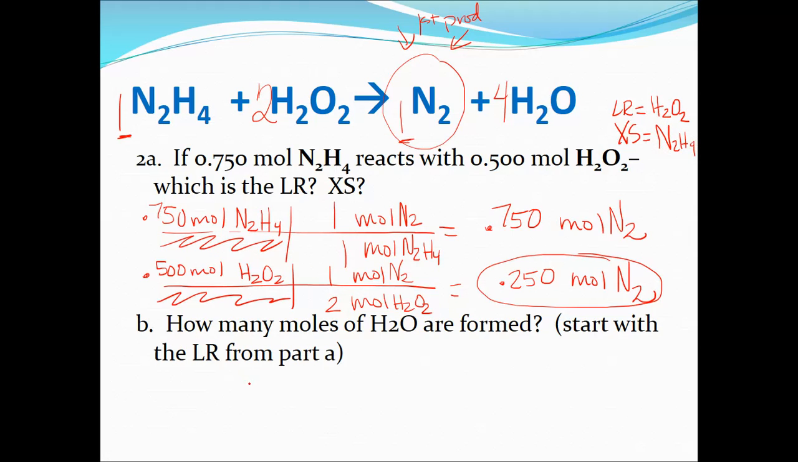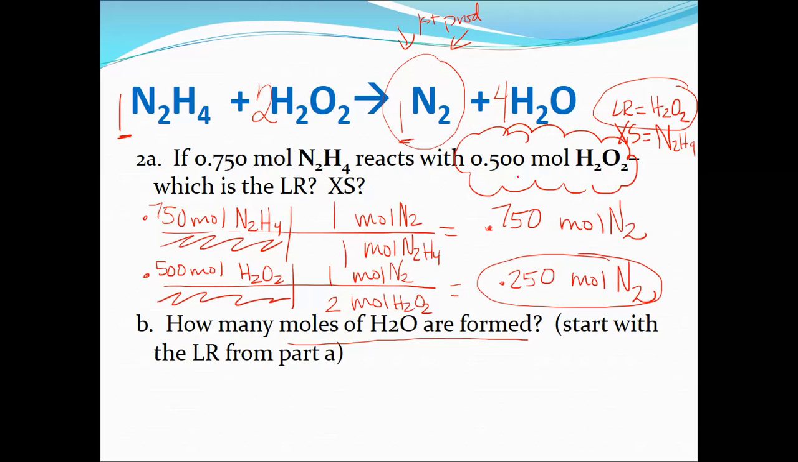Now, part B. It says how many moles of water are going to be able to form? Remember, the limiting reactant is the thing that controls how much product you can make. So if you want to know how many moles of water will form, you have to start with the limiting reactant. We just figured out in part A that the limiting reactant was the H2O2. So we're going to start with the amount of the H2O2 that we were given in part 2A, which was 0.500 moles of H2O2. Start with your moles of the limiting reactant from part A of the problem.